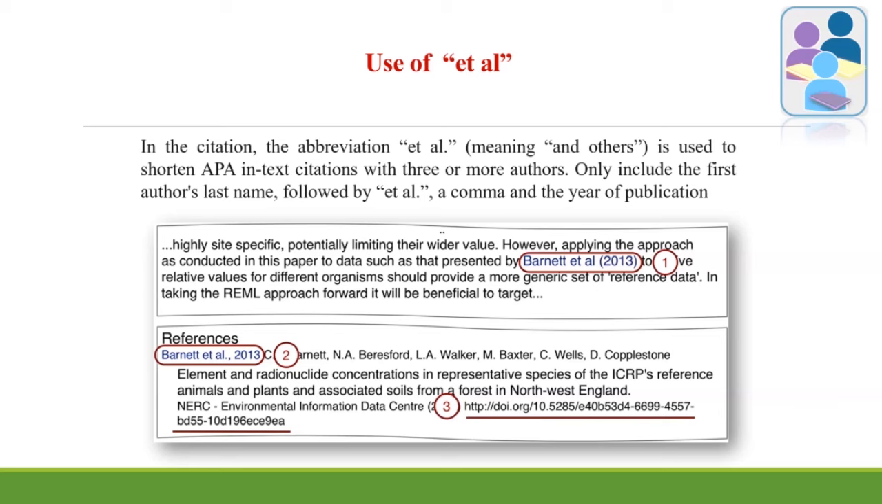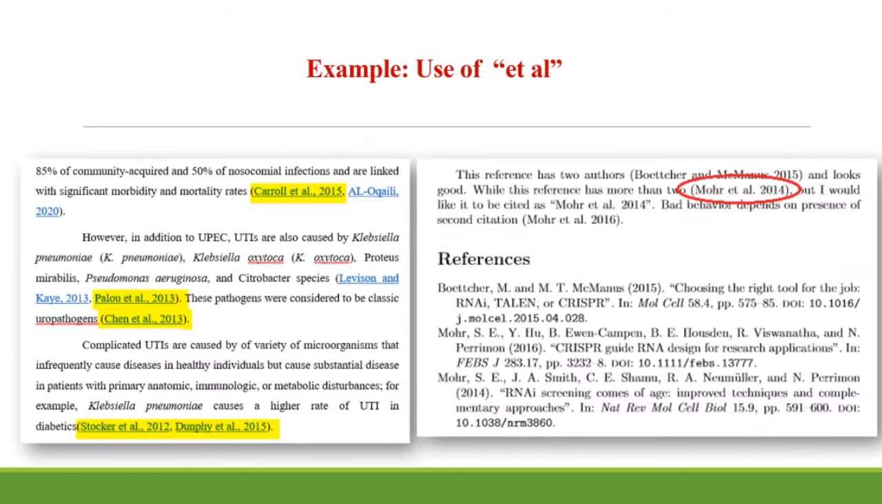So over here, as you can see, there's one in-text citation, Barnett et al. 2013. And then in the reference list, you can see how they've mentioned Barnett et al. and there are other, I think 2, 3, 4, 5, 6 authors mentioned in the reference section. Okay, there's one more example of use of et al. So over here, as you can see, Carroll et al., Paolo, Chen et al., Stocker et al. Because these are in-text citations, it is not always possible to use all the authors' names. That's why, especially in in-text citations, they have used et al.